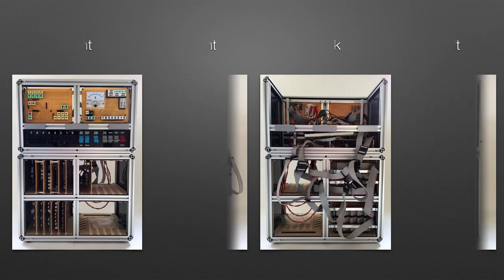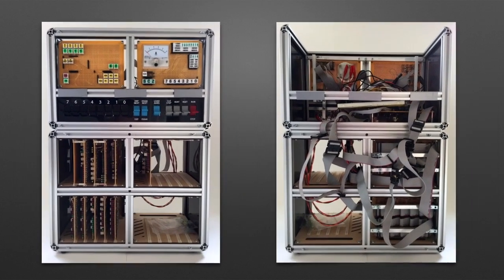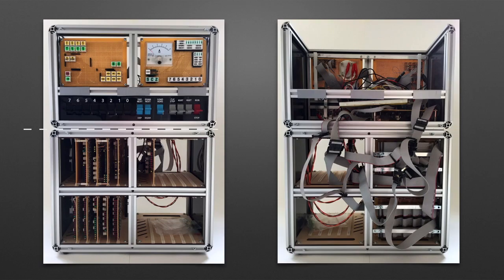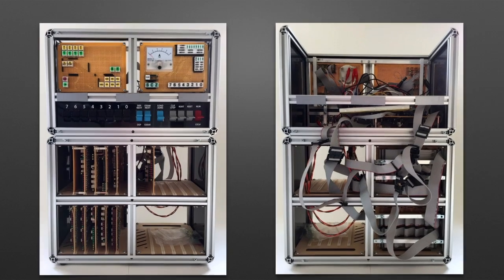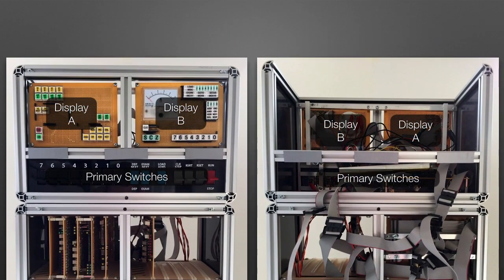If we take a closer look now at the front and rear, you can see that the enclosure is broadly split into 2 halves, the upper and lower enclosure. Focusing on the upper enclosure, we can see that it's broken into 3 sections. At the bottom are the primary switches, which is the main way that the computer is operated. These are accessible even when the front door is on the computer.